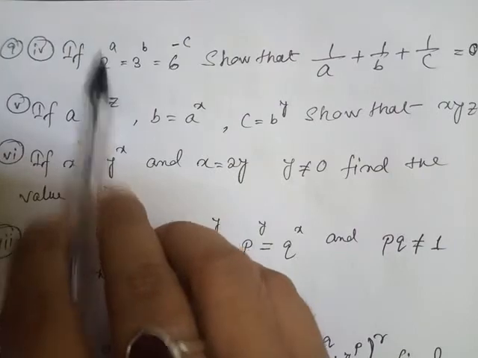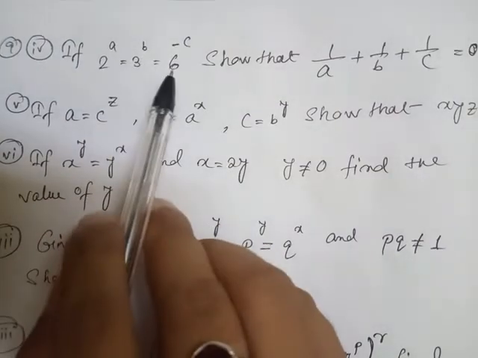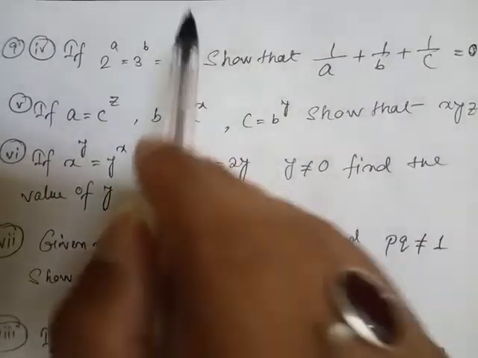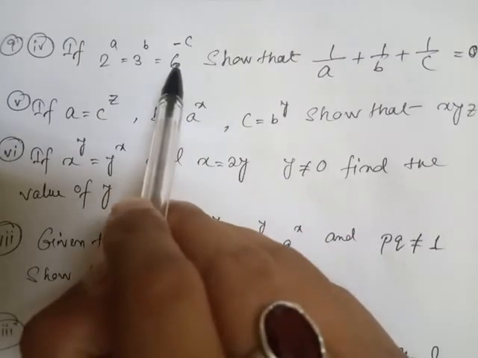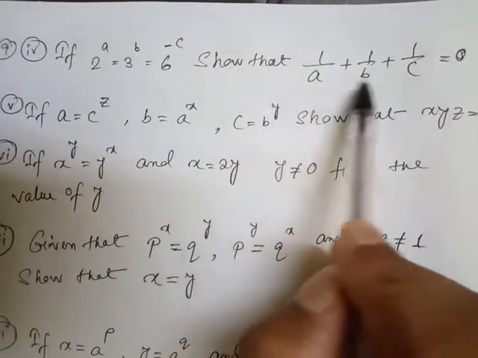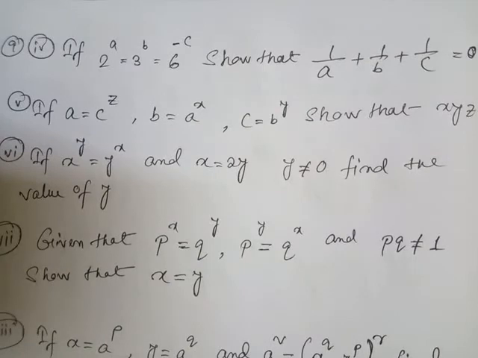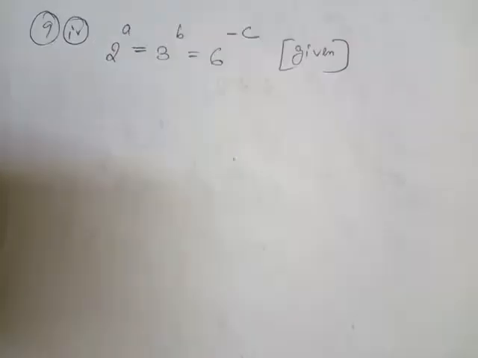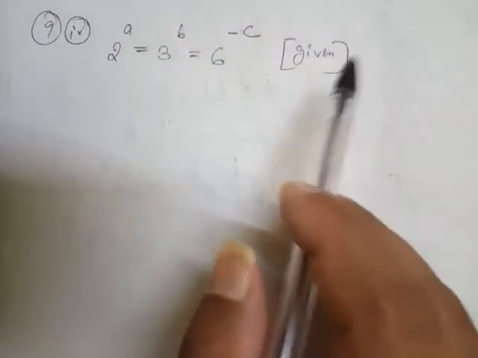If 2 to the power a equal to 3 to the power b is 6 to the power minus c. Here in your book there might be only c, but actually this should be 6 to the power minus c, and then show that 1 by a plus 1 by b plus 1 by c equal to 0. We have to prove 9 Roman 4. Now let's have a look how to solve this one. Look students, this is the given part of 9 Roman 4.